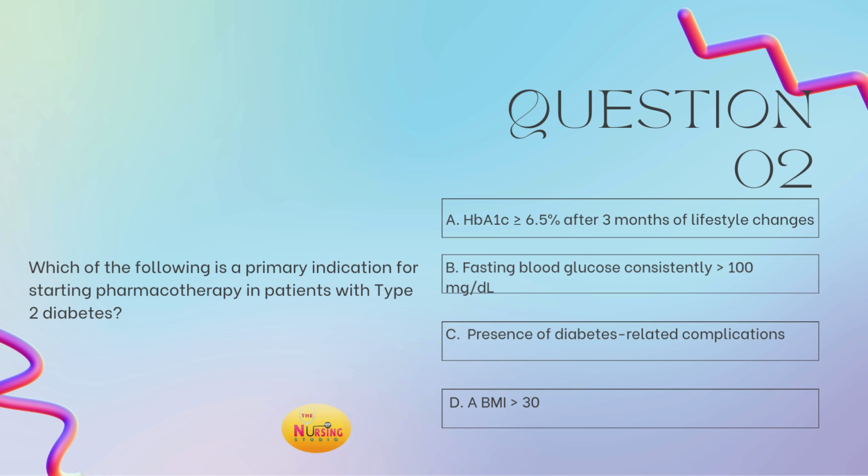So C, you can eliminate. But an A1C greater than 6.5%, and they have been doing lifestyle modifications for 3 months. So what does that mean? We've done an A1C, we brought you back even with lifestyle modifications implemented, and you're still having an A1C greater than 6.5%, you definitely warrant some type of medication treatment, right? Which is most commonly your metformin as your first line therapy, right? So A is your best answer here.